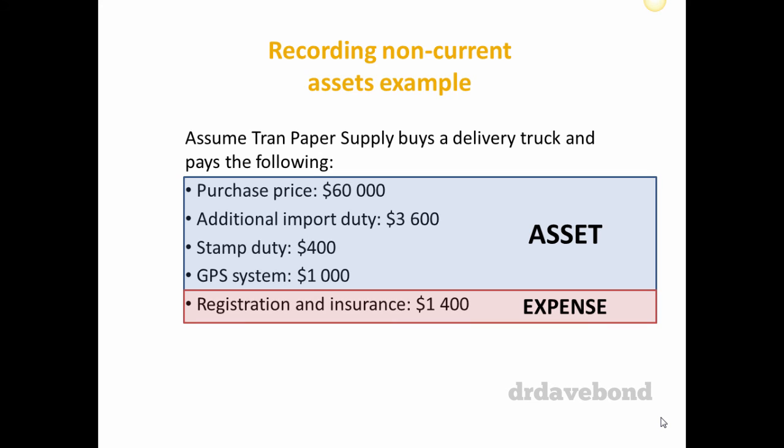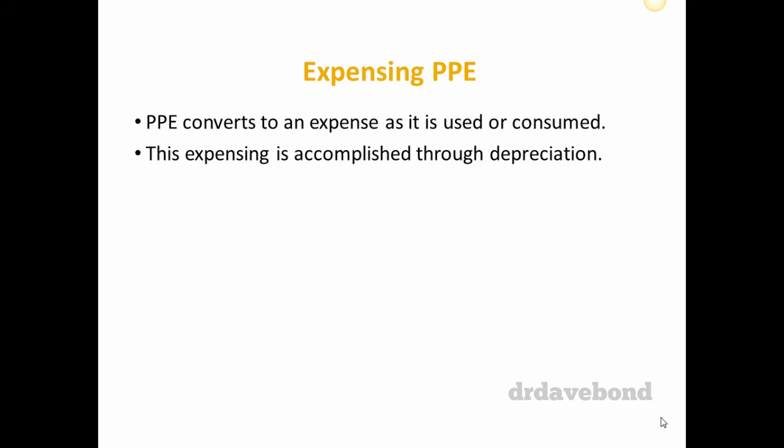Registration and insurance gets done as an expense because that's going to be used up over the course of the year. Now, we're going to use that 65 for a second. So keep that in mind.